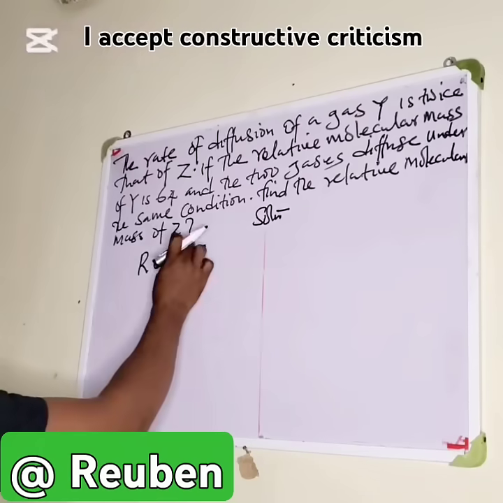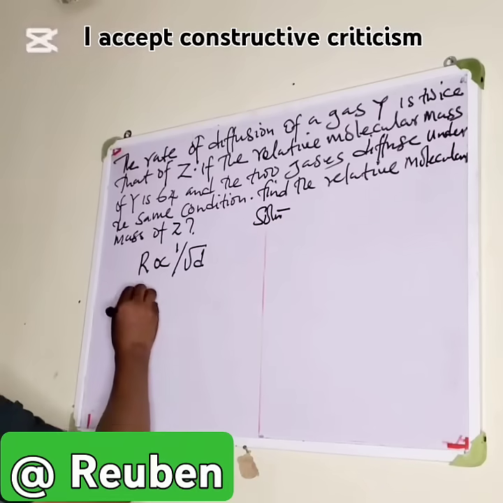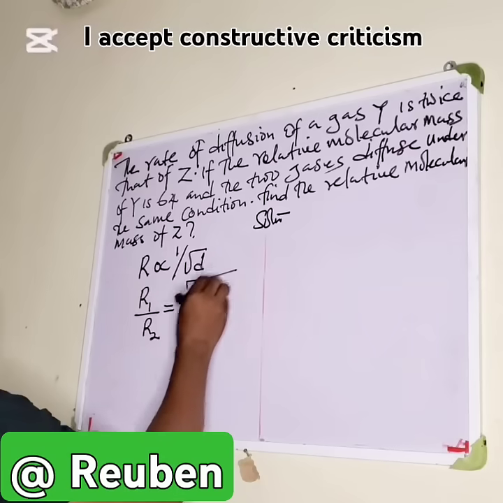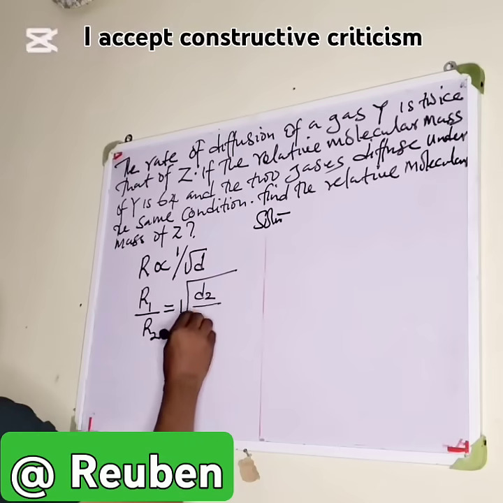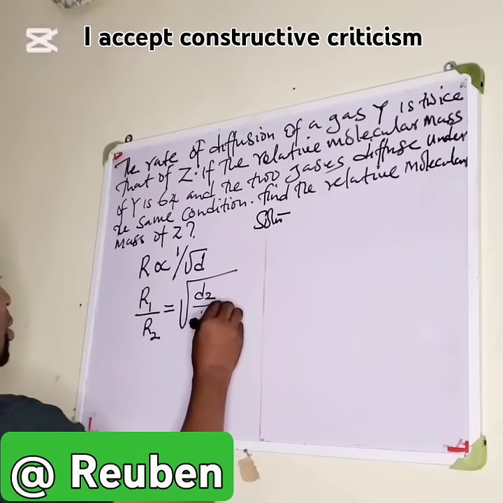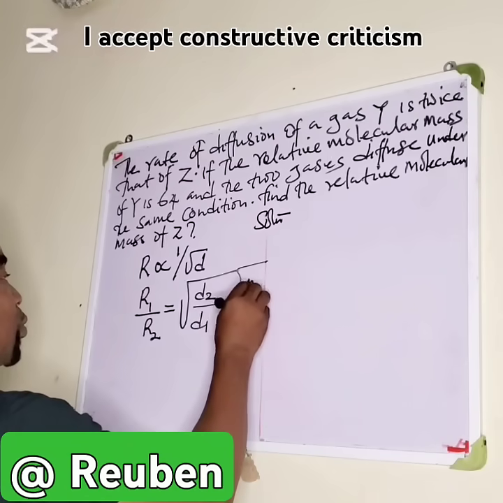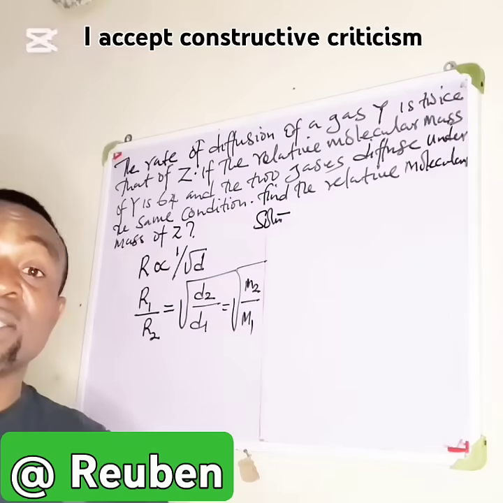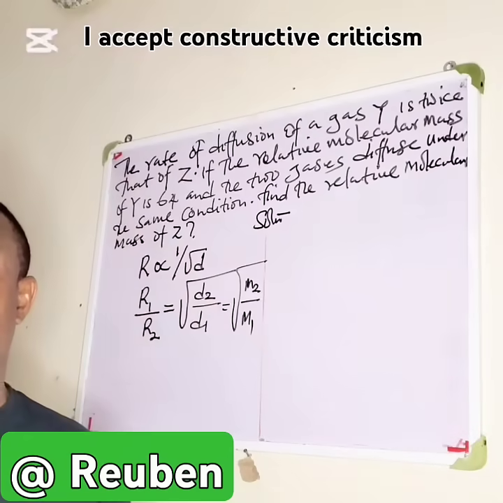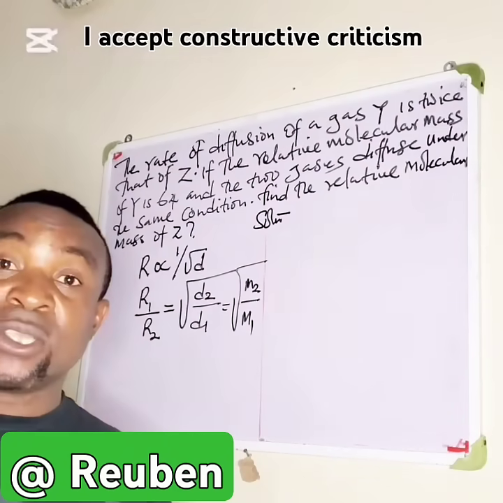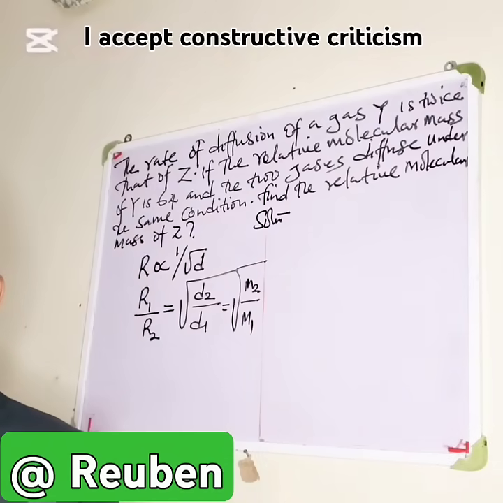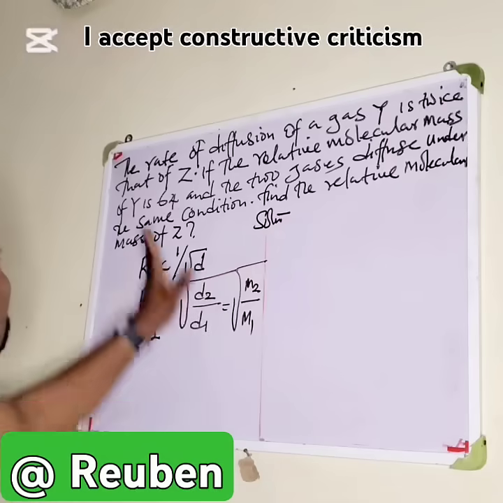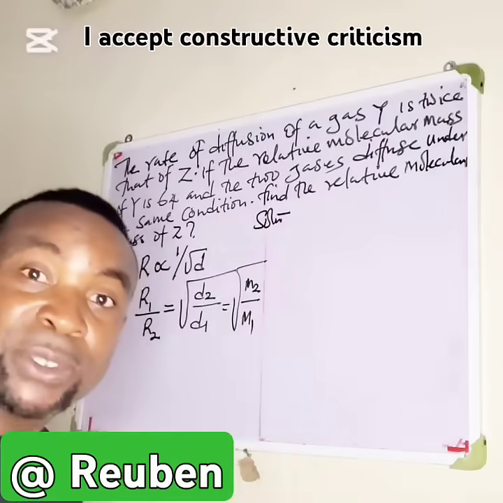It simply means that if you introduce your constant K, R1 over R2 is equal to square root of D2 over D1. And this expression is also correct as square root of M2 over M1. Remember that when you talk about vapor density, it has a relationship with the relative molecular mass. We know that 2 times the vapor density is equal to the relative molecular mass. So this expression is correct for the rate of diffusion according to Graham's law.